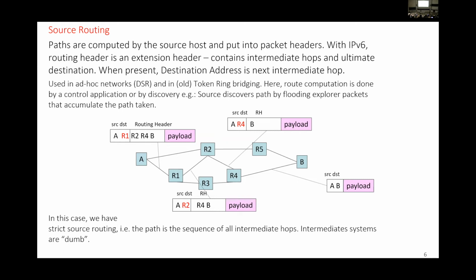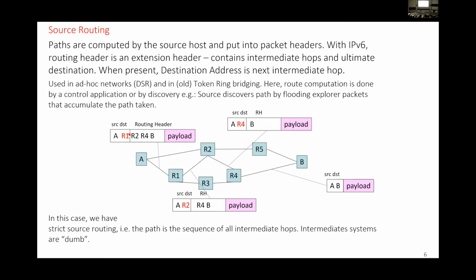This is why it is used for what is called ad hoc networks, when you deploy in the field a number of routers and you want them to discover autonomously the routes. There is a cost, of course. All the burden of routing is put on the source. That's why it's called source routing.